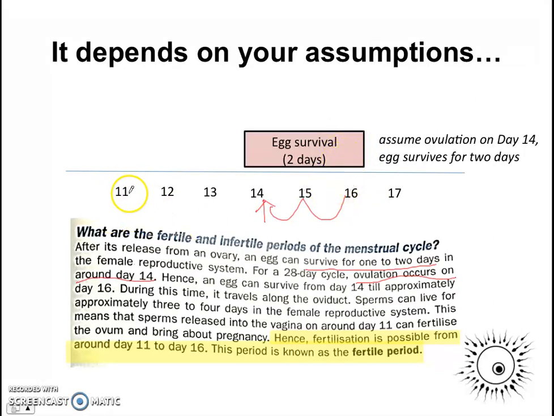Now, how do you get day 11? It's because your book assumes that the sperm can live up to around 3 to 4 days. So, what is the earliest time the sperm can enter? If the egg is coming in on day 14, then the earliest time the sperm can come in is about 3 days earlier, which is about day 11. So that's how you get 11 to 16. However, if you assume that the egg can survive 1 more day, then you can actually get day 17 as well. So it all depends on your assumptions.